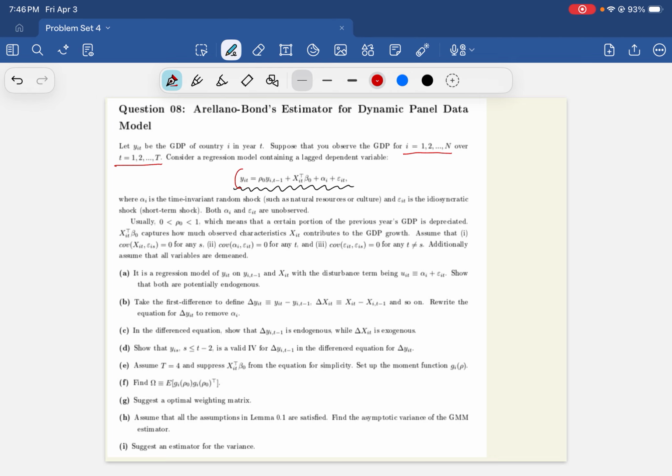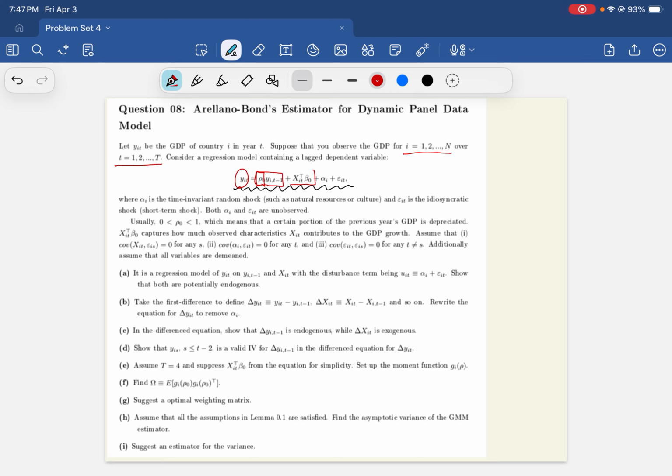This year's GDP depends on last year's GDP. That is the key part here. We call this autoregressive or autoregression structure. Last year's GDP has kind of inertia. There is a coefficient rho zero, right? A certain part of the GDP will disappear, will be depreciated, but most of the part will be maintained.